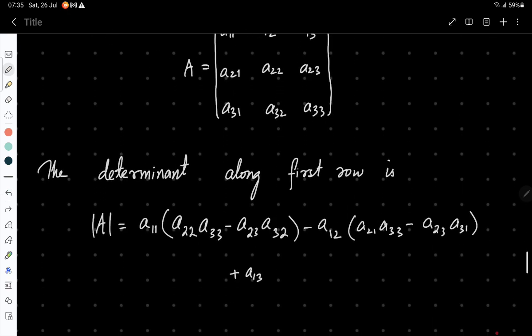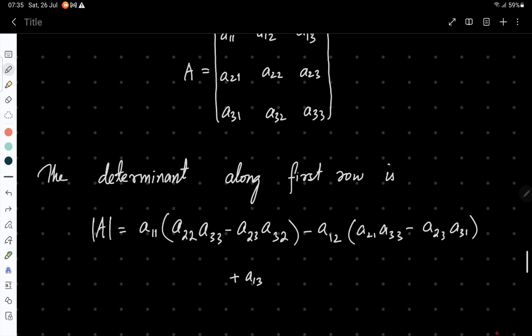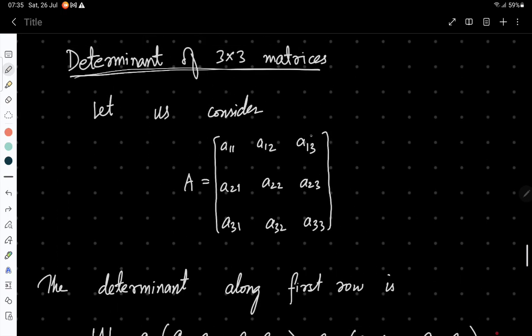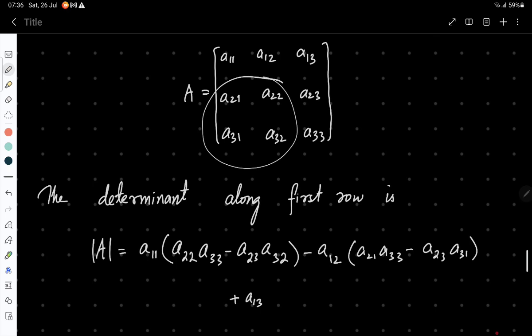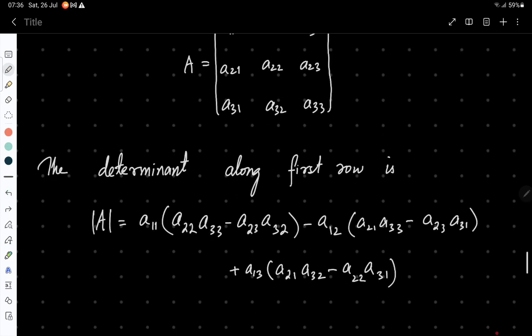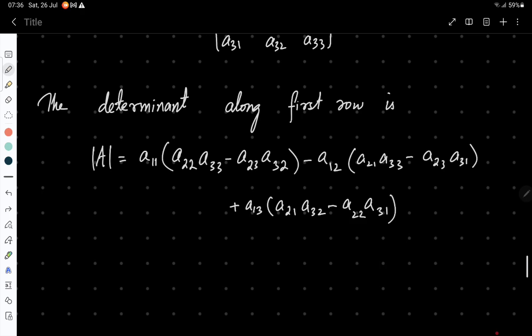Now the next term is A13. I will cancel the row and the column corresponding to this entry. So what I am left with is this submatrix. I will write the determinant of this matrix, and you can check I have written the determinant of that submatrix. So this is the determinant of the matrix A, which is 3 by 3.